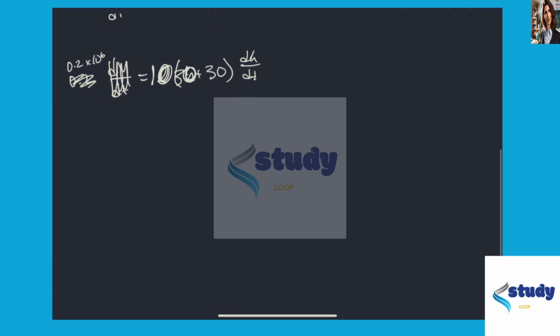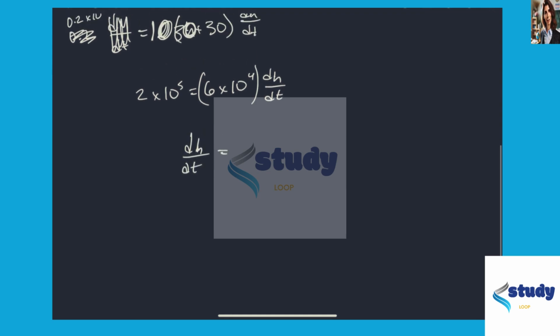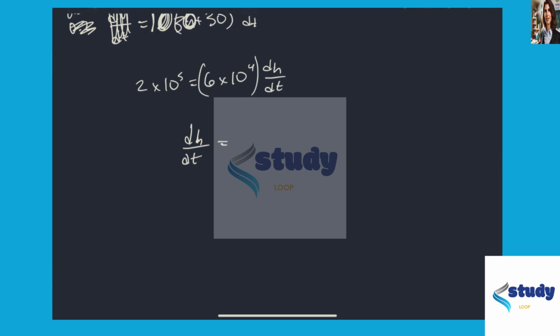So based on that, we now have that 2 times 10 to the 5th is equal to 6 times 10 to the fourth dH/dt. We divide these and we end up getting that dH/dt is going to give us 10 centimeters per minute. So that will be our final result, and that's the rate at which the water level is increasing.